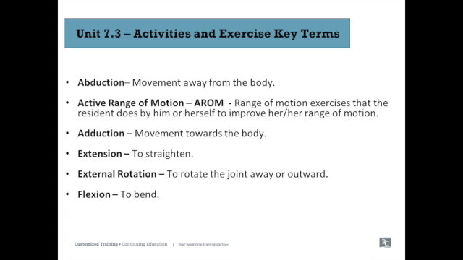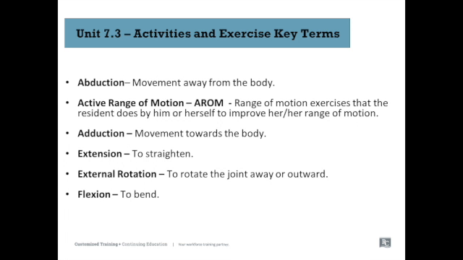Our next term is active range of motion. Active range of motion is when a resident performs an exercise on their own. We may assist them with setting up that activity, but they are able to complete the activity on their own. For example, you may set your resident up in their wheelchair with a set of pulleys, but they complete the pulley exercise on their own. You may help your resident transfer onto and set up on an exercise bike, a recumbent bike, but they complete the activity on their own. That is active range of motion.